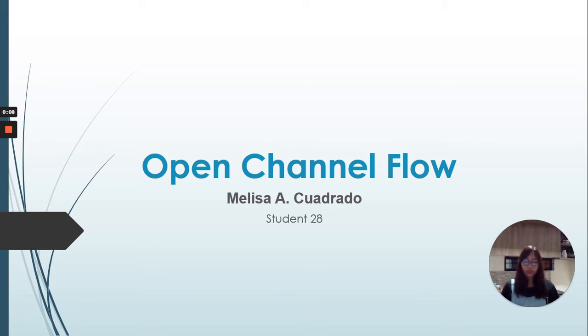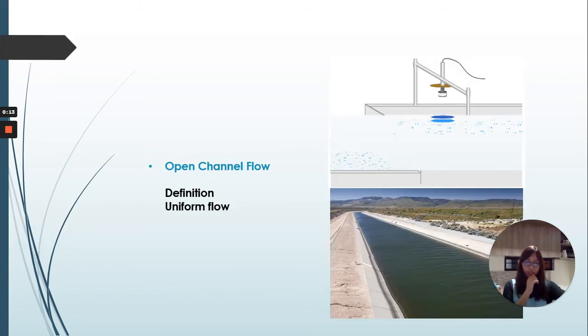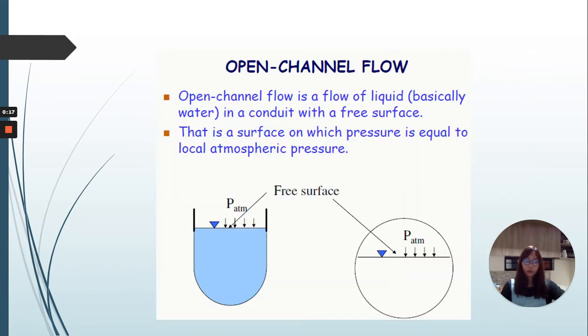And I will discuss to you the open channel flow, the definition, and also the uniform flow. What do you mean by open channel flow? Open channel flow is defined as fluid flow with a free surface open to the atmosphere. And it is a flow of liquid, basically water, in a conduit with a free surface, that is surface on which pressure is equal to local atmospheric pressure.